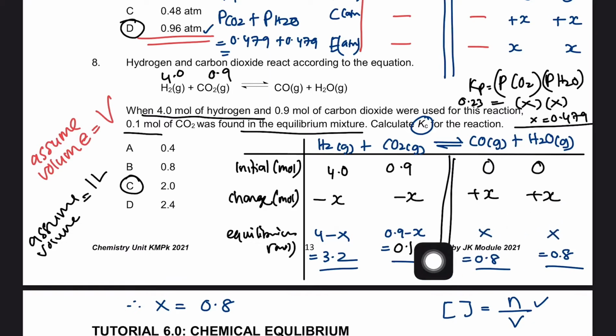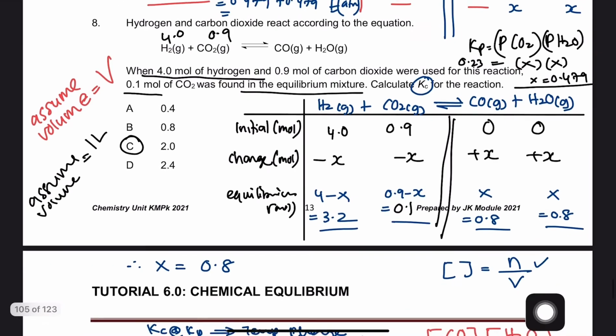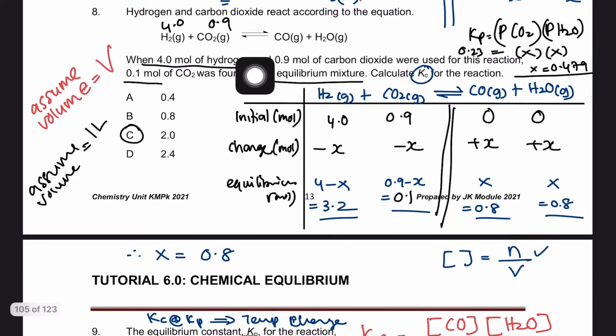So this is the respective changes, and this would be our equilibrium values. And we have an extra piece of information saying that the equilibrium value for carbon dioxide is 0.1 mole, which brings x to have a value of 0.8. Now that we have all the values of number of moles for all the reacting species, we have to find concentration. If you look at the question, concentration is not given, therefore you can assume a volume. The best is to assume it's 1 liter, or you can even assume a symbol V.